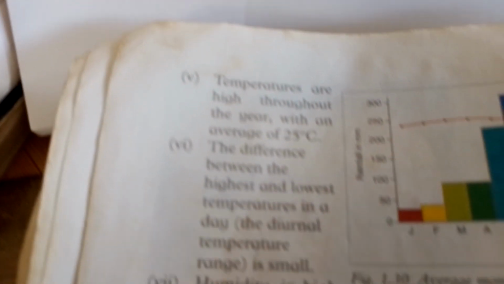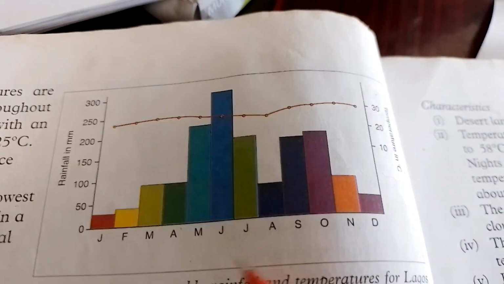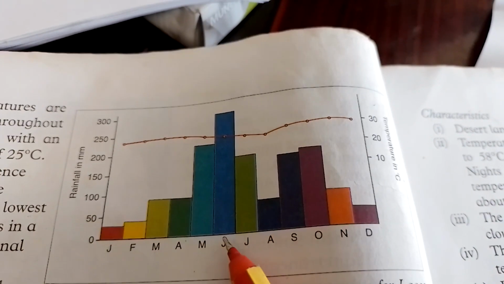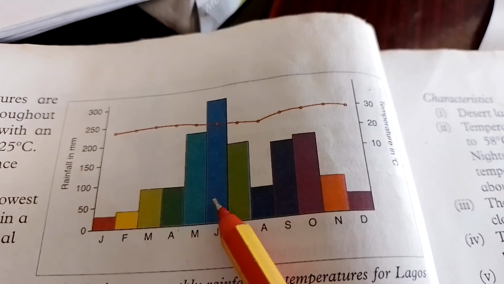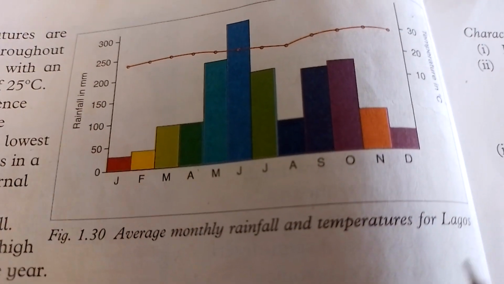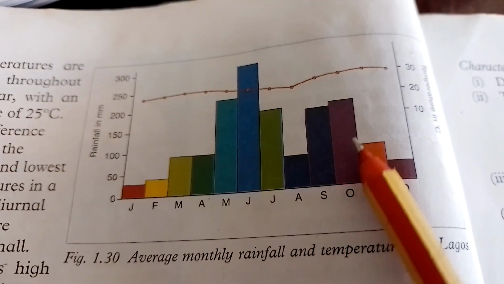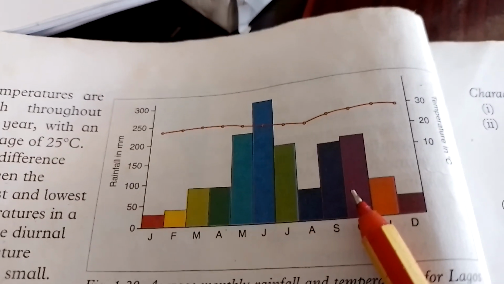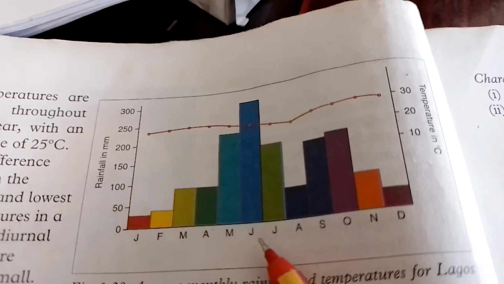There is something here. I have a certain drawing that is being drawn. We see that in the months of April to June, we have a rainfall peak in that region. Then we also have September, October, where we have another rainfall peak. So the equatorial region experiences two rainfall peaks: from April to June, and from September to October.